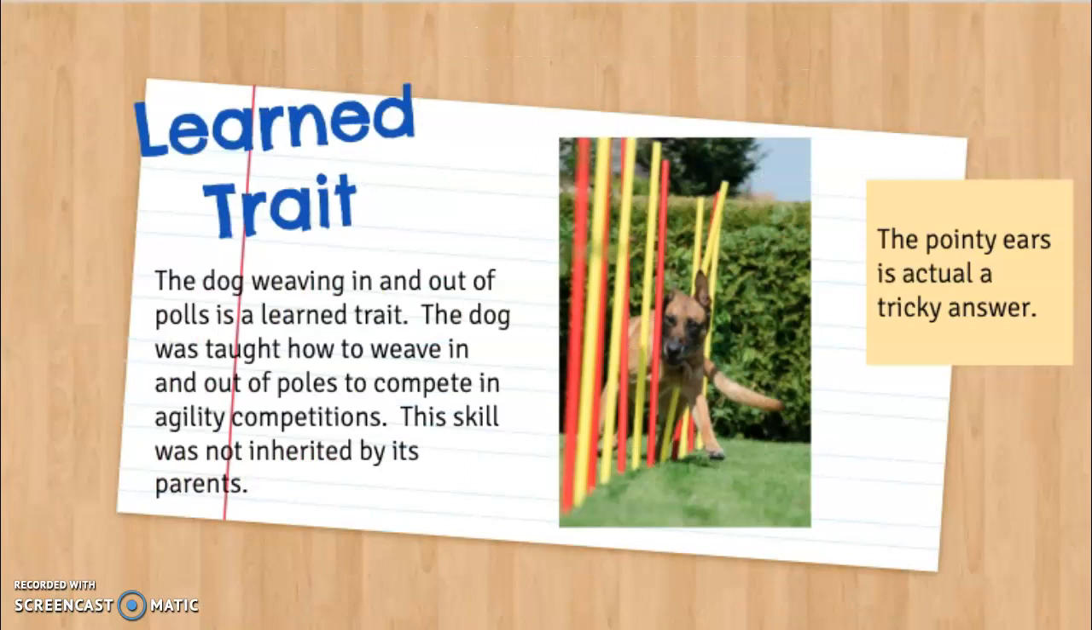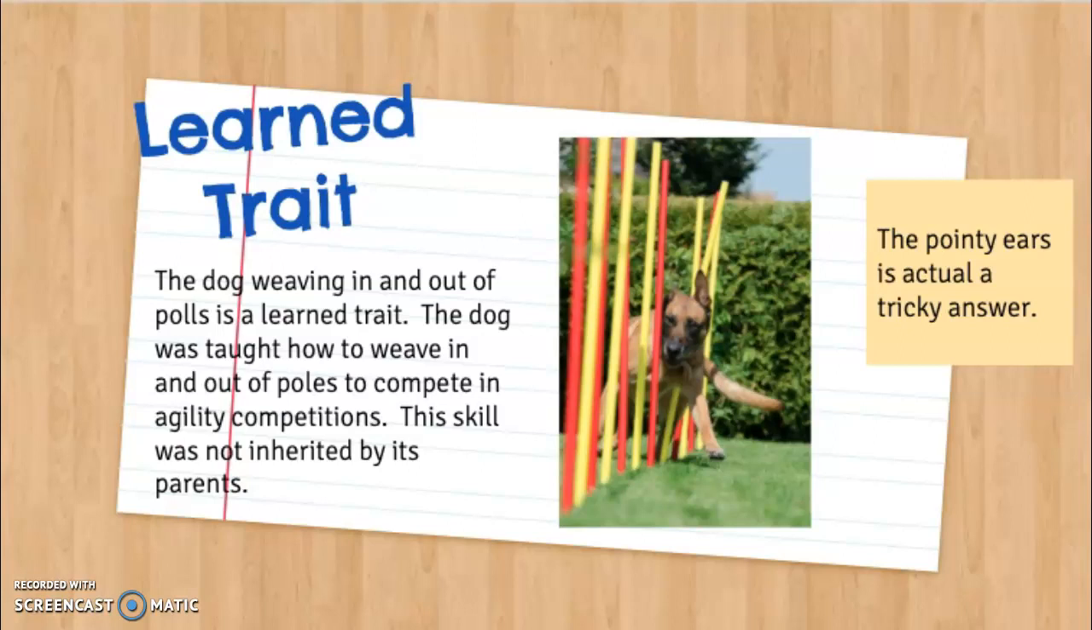The learned trait is the dog weaving in and out of the poles. The dog was taught how to weave in and out of the poles to compete in an agility competition. This skill was not inherited from its parents. The dog had to have been taught how to weave in and out of the poles. They had to learn that skill. This is a learned trait or a non-inherited trait.